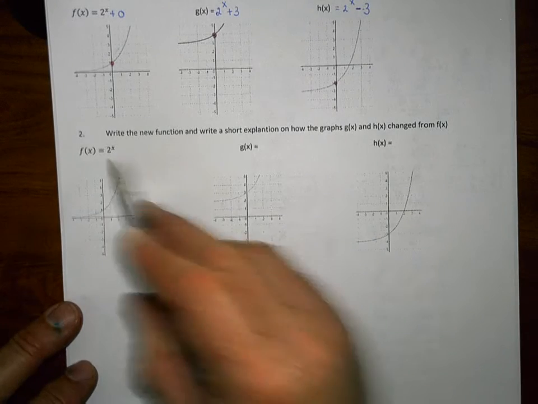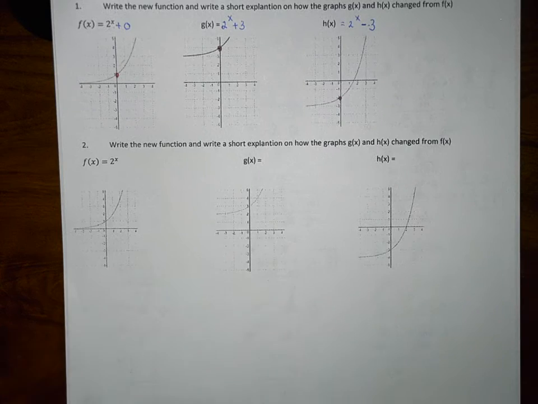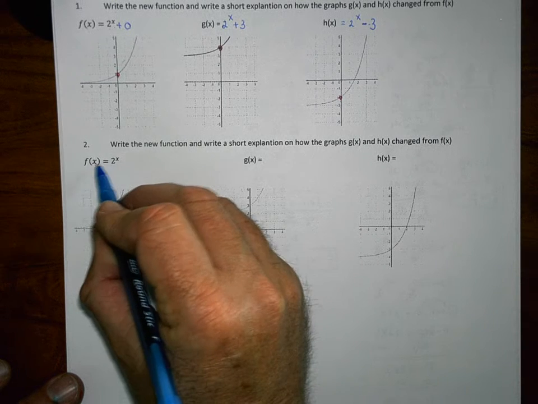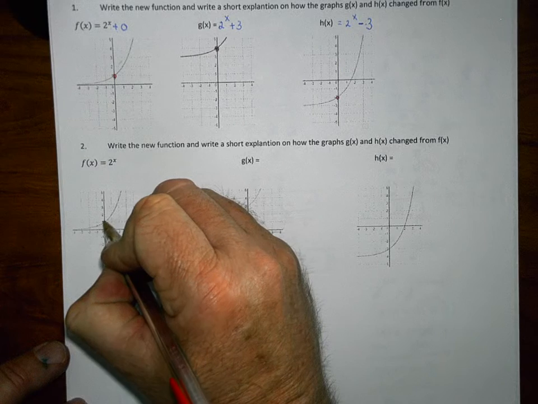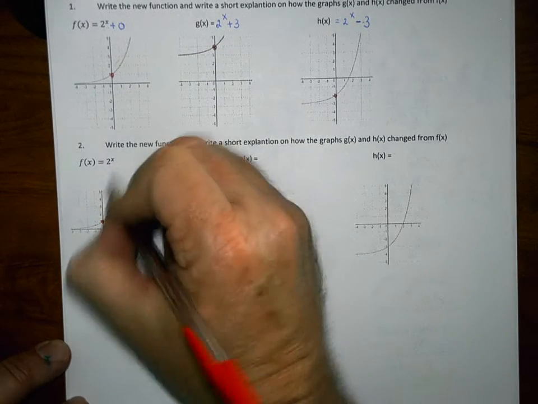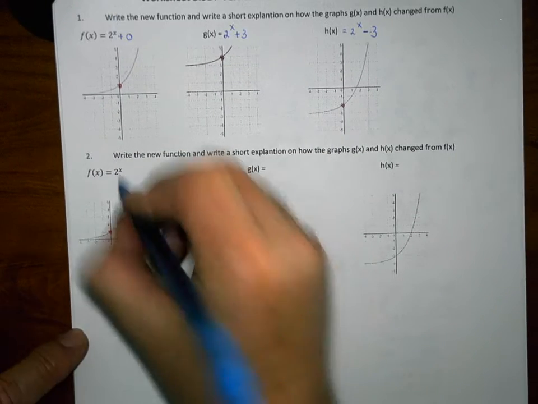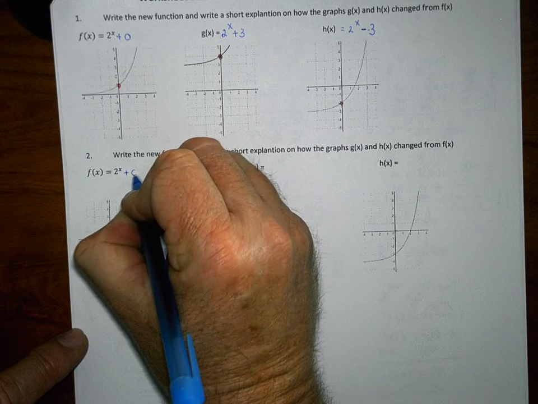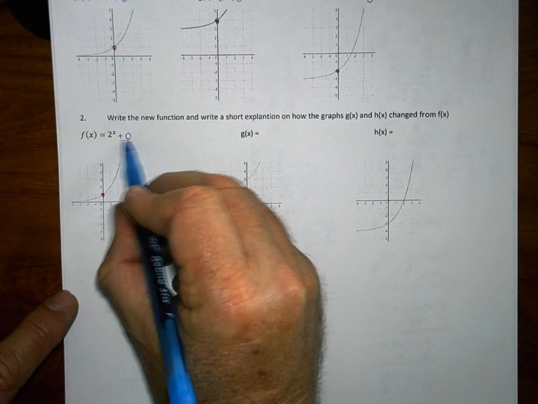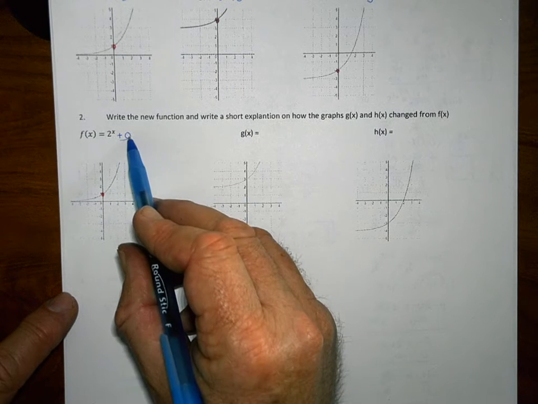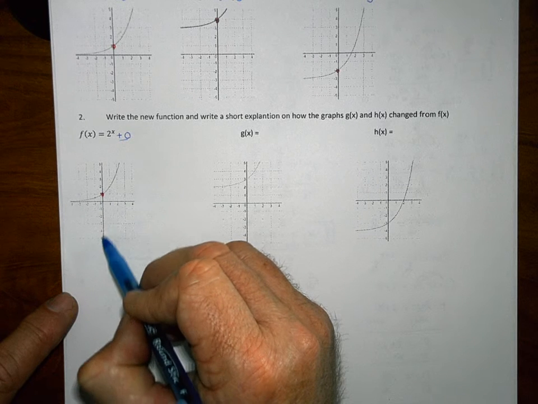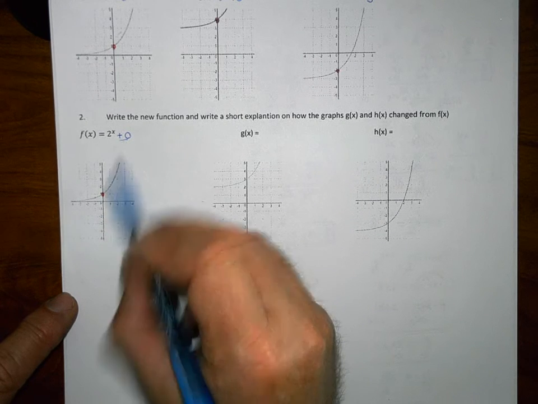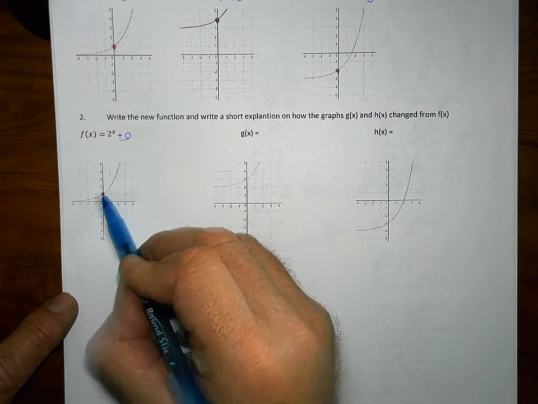In number 2, we're doing the same idea. We're given a graph, f of x is equal to 2 to the x power, and notice once again this graph has a y-intercept of +1, and I can think of this as 2 to the x power plus 0. That number there always tells me how to shift my graph. How many spots the graph is shifted up and down the y-axis is always 1 below its y-intercept.